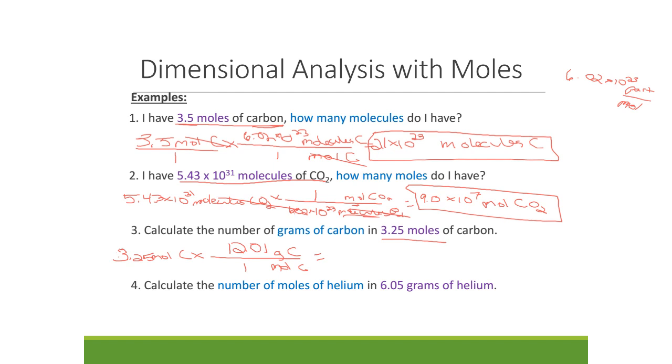So 3.25 moles of carbon times 12.01 grams of carbon per 1 mole, that cancels out our moles. It's going to give us our grams of carbon, which when we type that into our calculator, that's going to give us 39.0. Whoa. Sorry, my pen just went a little crazy there. Let's retry that.